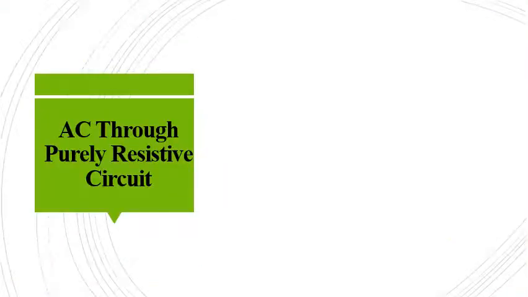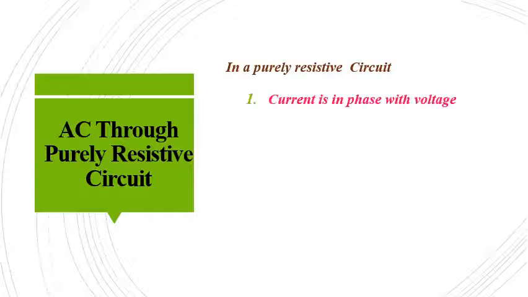So summarizing, we can say that in a purely resistive circuit, the current is in phase with voltage. That is, if the supply voltage is V equal to Vm sin omega t, then the current I will be equal to Im sin omega t. Both of them are in phase, or the phase angle phi will be equal to 0.